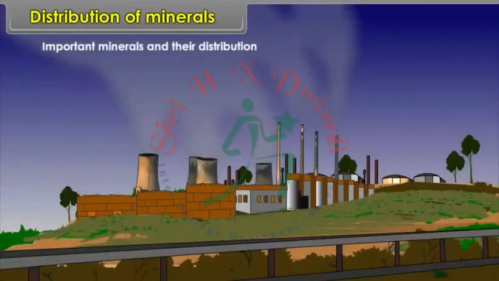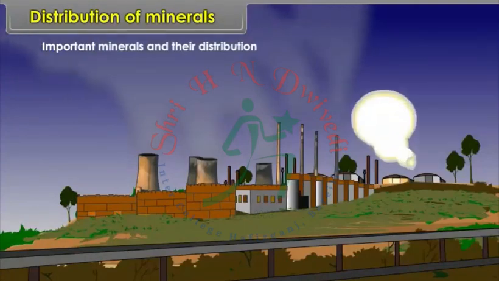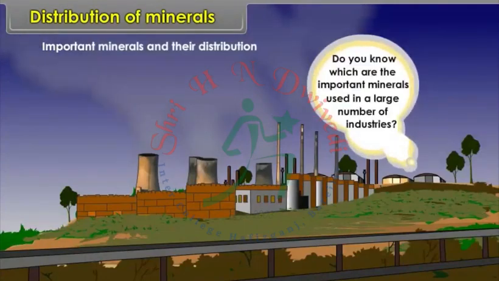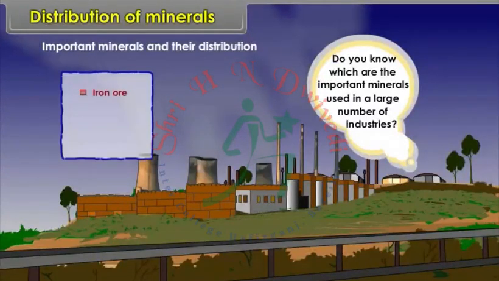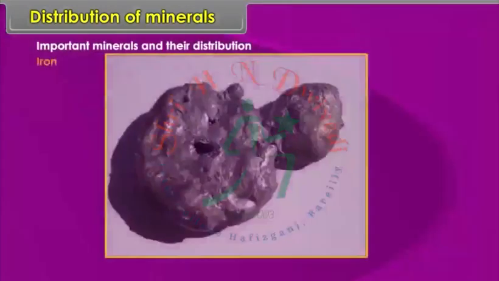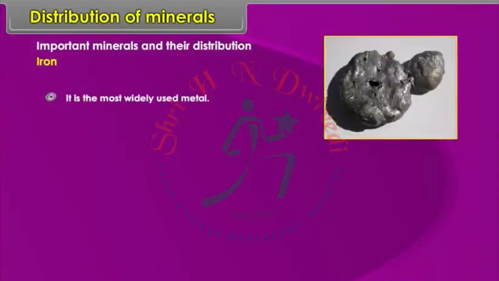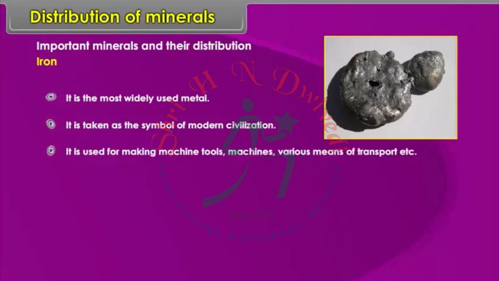Important minerals and their distribution. Do you know which are the important minerals used in a large number of industries? Iron ore, copper, and bauxite are used in a large number of industries. Iron. It is the most widely used metal. It is taken as the symbol of modern civilization. It is used for making machine tools, machines, various means of transport, etc.